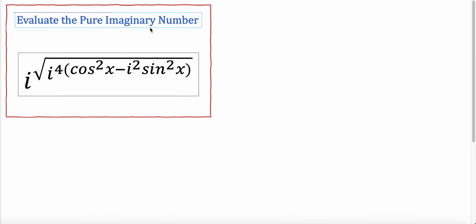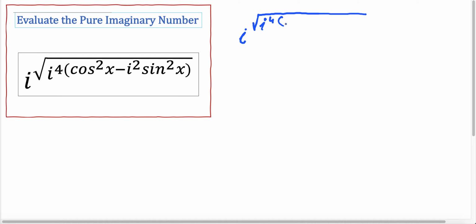Evaluate pure imaginary number. i to the exponent square root of i to the fourth cosine squared x minus i squared sine squared x. So before I go any further, let me take a pen. Okay, so let me rewrite this expression. So I'm rewriting: i to the fourth here, cosine squared x minus i squared sine squared x.